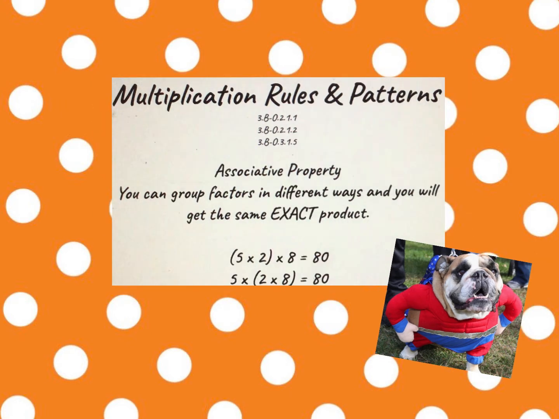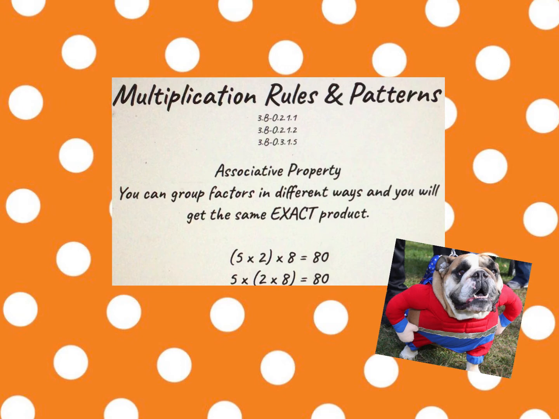The next property we've been practicing is the associative property. And so we talked about how we can group factors in different ways and you will get the same exact product. So 5 times 2 times 8 equals 80. Just depends on what we do first. Whatever was in parentheses, we do first.